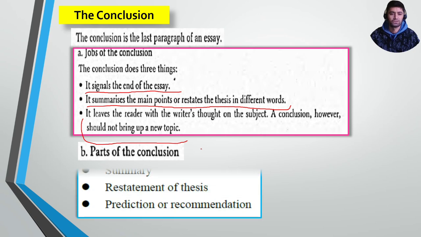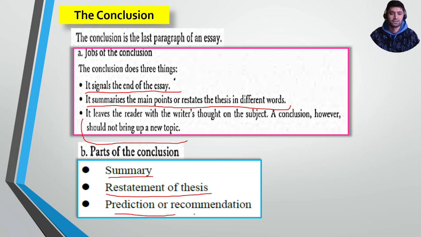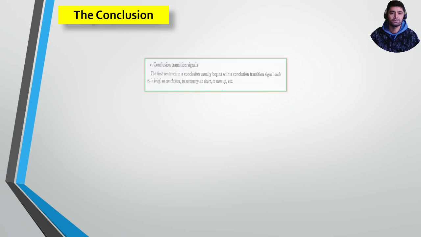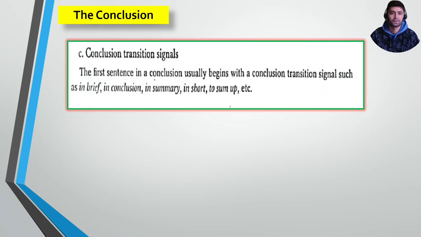Parts of the conclusion: summary, restatement of the thesis, prediction or recommendation, based on the type of the question, the types of the essay question. Conclusion transition signals: the first sentence in a conclusion usually begins with a conclusion transition signal, such as in brief, in conclusion, in summary, in short, to sum up, etc.